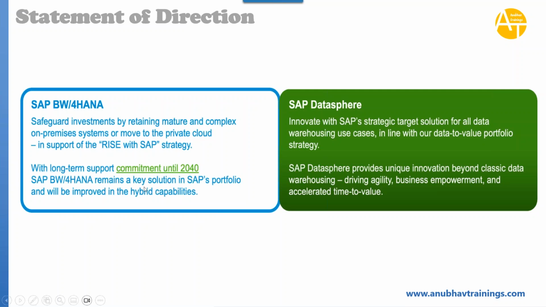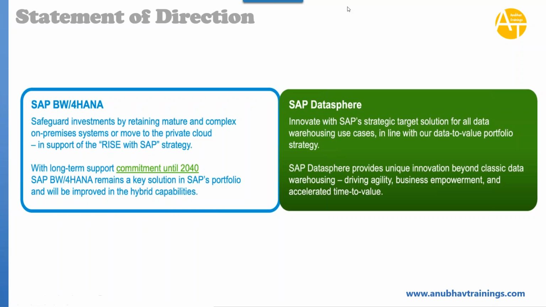So BW for HANA remains a key solution for SAP's portfolio. You see the statement of direction. It remains a key solution for SAP's portfolio and also will be improved with hybrid capabilities, which means SAP is not discontinuing it. You can continue to use it, continue to build on top of it without any problem. Plus, on the sidelines, you want to innovate. So parallelly, you can innovate. On the other side, we have SAP Datasphere, where you can innovate with SAP's strategic target solution for all data warehousing use cases in line with our data to value portfolio strategy.